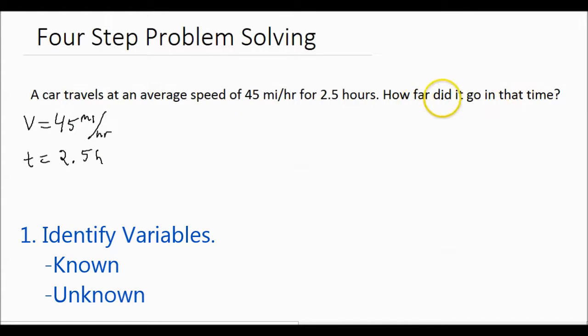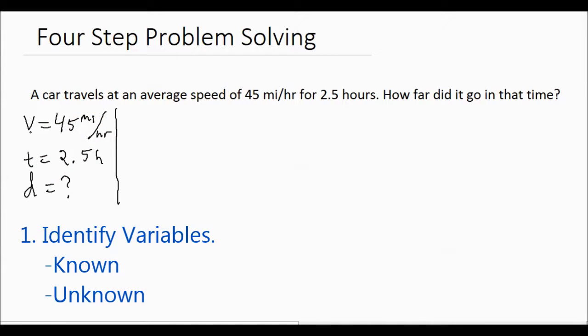Secondly, we need to identify our unknowns. What is it that we're trying to find? So how far did it go? That is a distance. So distance, we write over here, or displacement, is our unknown, our question mark. We draw the line to indicate that that is the first step where we have identified our variables.